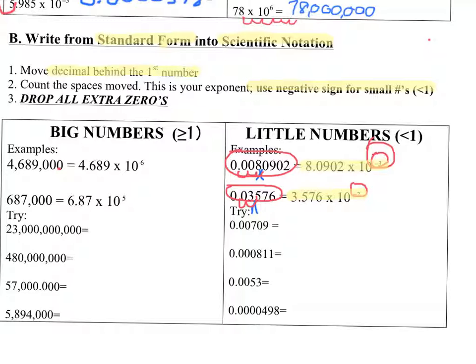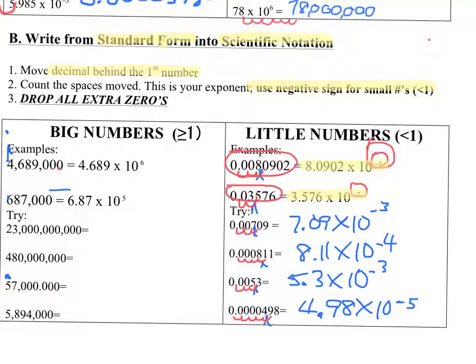In this example, we need to move the decimal right behind the first number, which is the 7, which means we have to move it 3 times, ending up with 7.09 times 10 to the negative 3. I will do the rest for you. And here they are. Hope it worked for you.